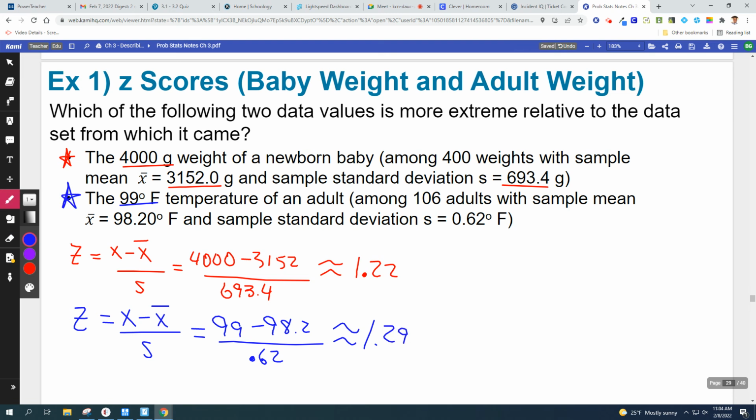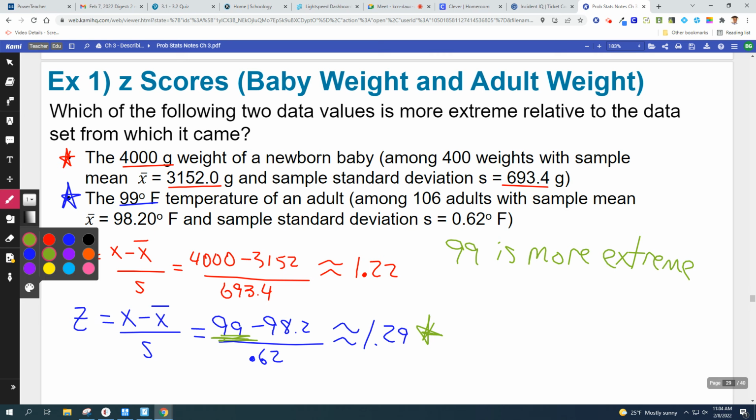So we just found the 2 different z-scores. Go back and answer the question. Which of the following 2 data values is more extreme? Well, we're looking for a z-score that's farther away from 0. Farther away from 0 is this one. So to answer the question, which of the two data values is more extreme, we're talking about the 99 number. 99 is more extreme than, what's the other number? 4,000.